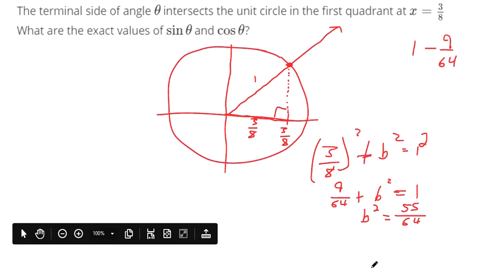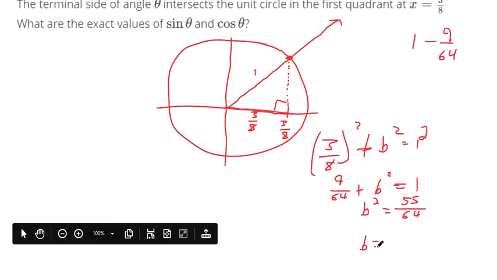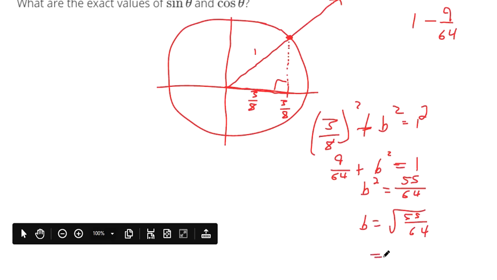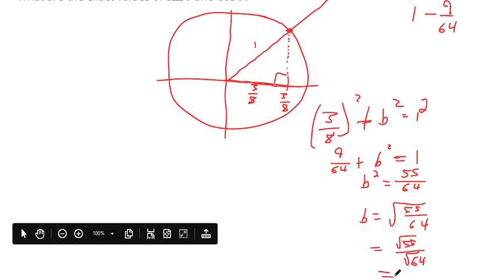And then to finish getting b by itself, I have to take the square root of both sides, and we're just going to deal with positive answers. So that's b. Sometimes they like us to rationalize the denominator, so you can look at it like this. And that's just using the exponent rule. The square root is a 1/2 power. So we get square root of 55 over 8 here. So that's what this dimension is.